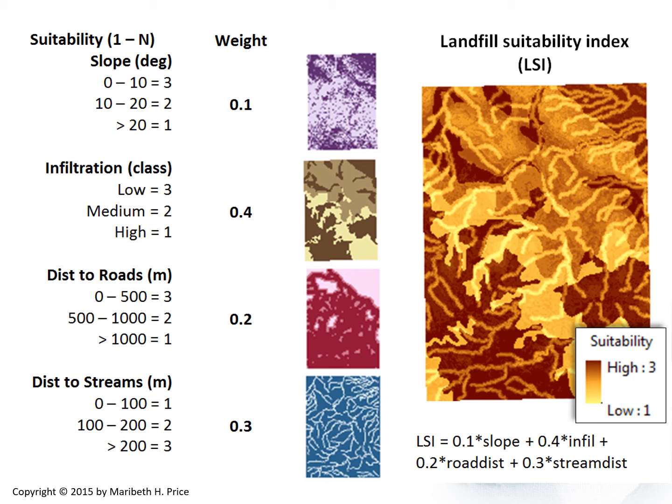If you had a 3 in each of the categories and you multiplied them by the weights and added them up, you would end up with a 3. And so your suitability index runs between a 1 and a 3. And that's how this sort of model would work, and you would get a map that looks very much like what you see on the right.